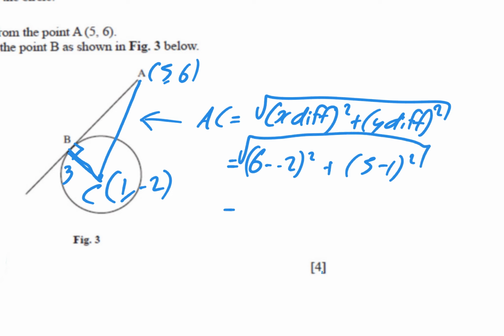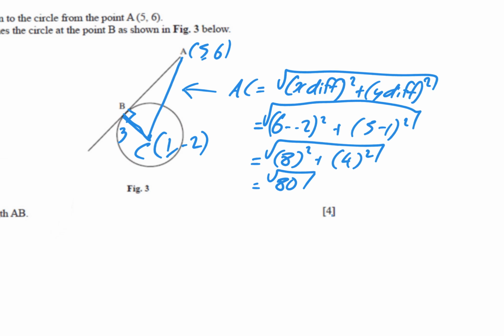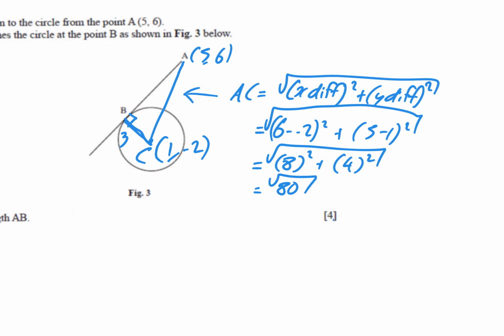So we square root, and we've got 6 minus 2 just becomes 8. That's 8 squared. 5 minus 1 is just 4, and that gets squared. So if we square root that whole thing, you've got 8 squared, which is 64, plus the 4 squared, which is 16. And if you add those both, you get root of 80. Right, I'm just going to leave it as root 80. That's perfect. We'll use that now for the next bit. So our AC is root 80.